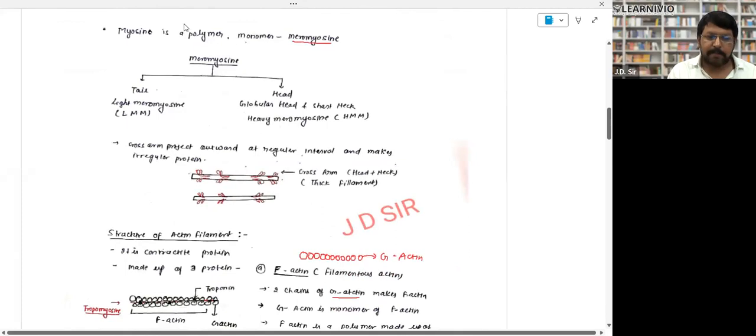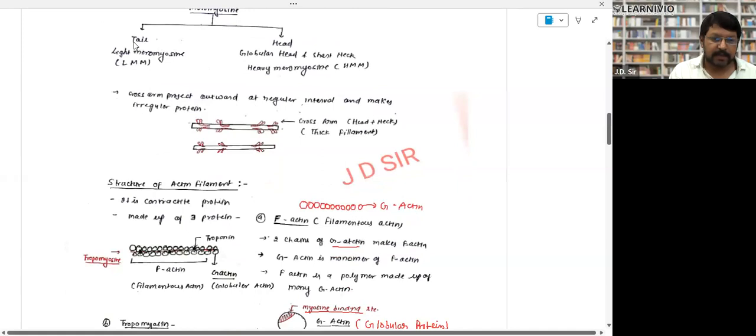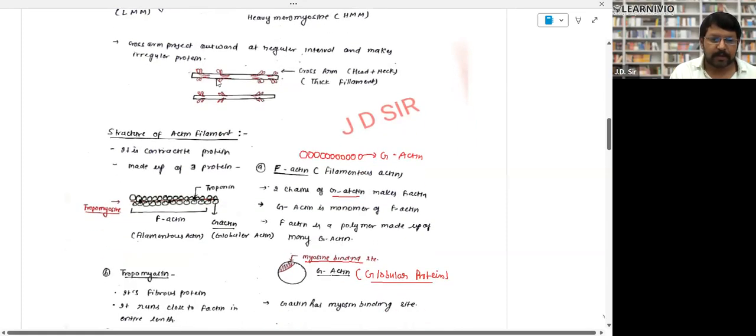Then, myosin polymer is made up of meromyosin. Again, the same thing. The tail is made up of light meromyosin, LMM. The head or globular head is made up of heavy meromyosin. These uplifted parts are called cross arms.